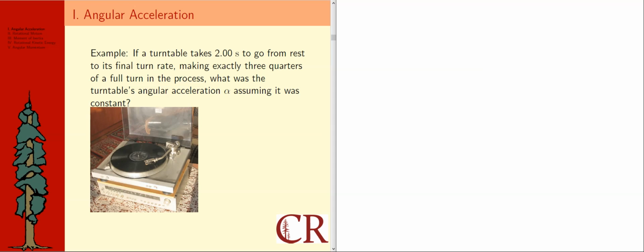If a turntable takes 2 seconds to go from rest to its final turn rate, making exactly 3/4 of a full turn in the process, what was the turntable's angular acceleration alpha, assuming it was constant? So basically the question is, alpha is equal to what, right? And maybe we could go to the definition of alpha, which involves the change in angular velocity over a change in time.